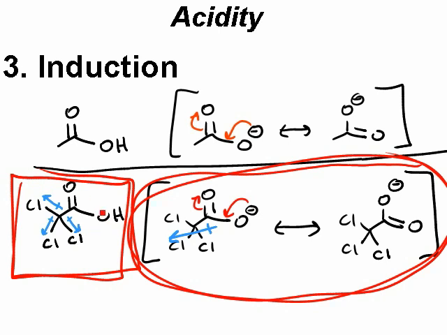So trichloroacetic acid is more acidic than acetic acid because of the inductive effects of the chlorines which stabilize the negative charge in the conjugate base.